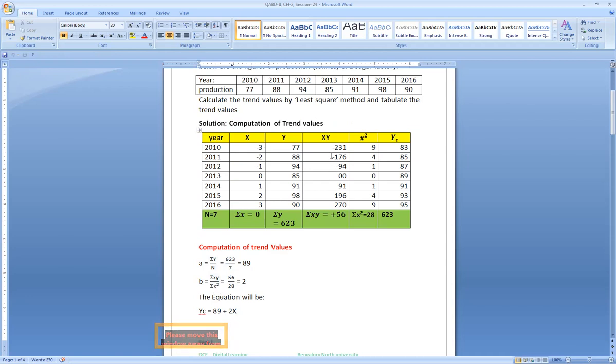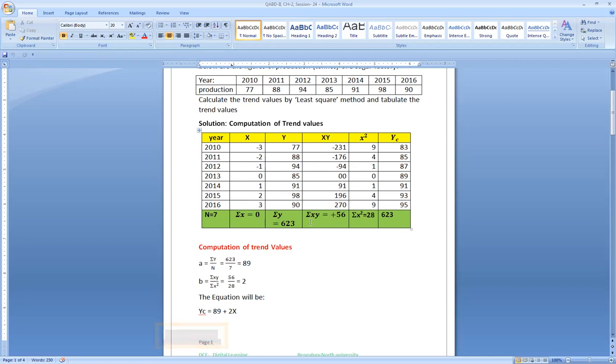So we need to go for calculating sigma xy, that is minus into plus is minus, 3 into 77 becomes 231, minus 2 into 88 is minus 126, minus 1 into 94 is minus 94, 0, 91 into 1 is 91, 2 into 98 is 196, 3 into 90 is 270. All the values, then we'll have to do the squaring for the deviation values. 3 square is 9, 2 square is 4, 1 square is 1, 0, 1 square is 1, 2 square is 4, 3 square is 9.